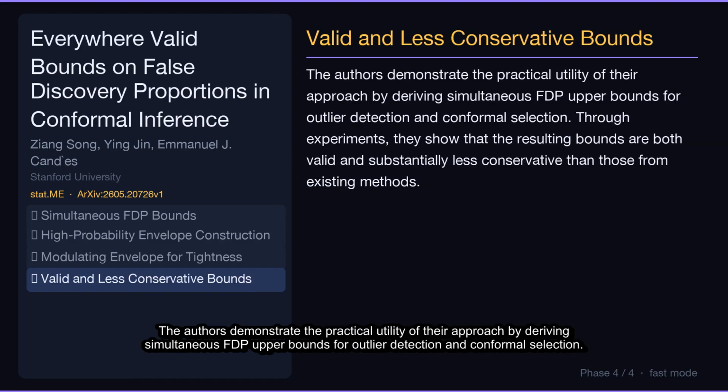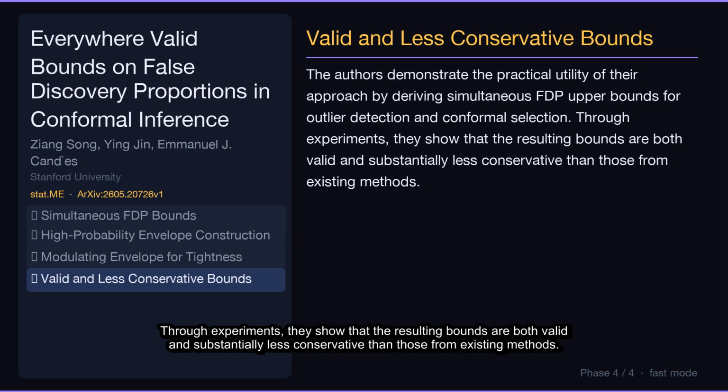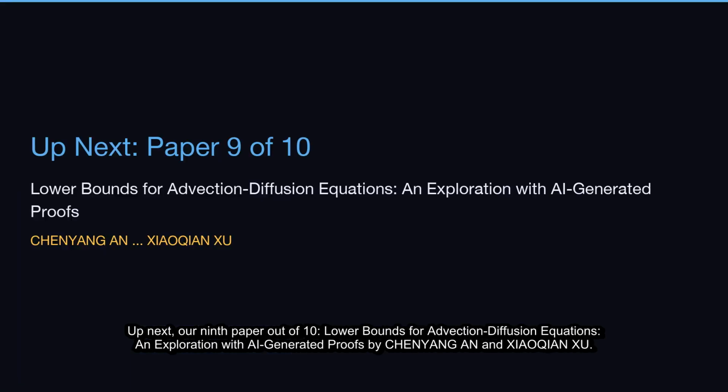The authors demonstrate the practical utility of their approach by deriving simultaneous FDP upper bounds for outlier detection and conformal selection. Through experiments, they show that the resulting bounds are both valid and substantially less conservative than those from existing methods. Up next, our 9th paper out of 10, Lower Bounds for Advection Diffusion Equations, an exploration with AI-generated proofs by Chen Yang and Xiaoqun Xu.